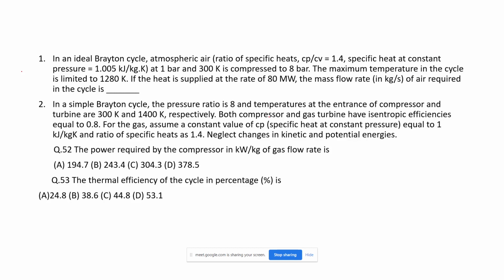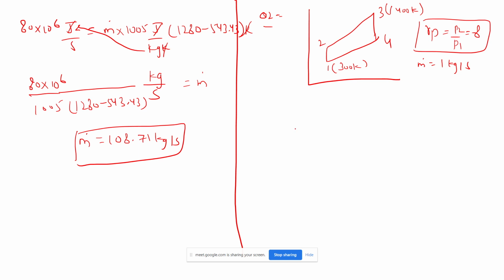because in the question they have asked for the gas flow rate, per kg gas flow rate, that is m dot, which they have already given. So Cp they have given, and isentropic efficiency also. The isentropic efficiency of compressor and turbine is 0.8. Also gamma is 1.4, and Cp is 1 kilojoule per kg Kelvin. I think this is all they have given.